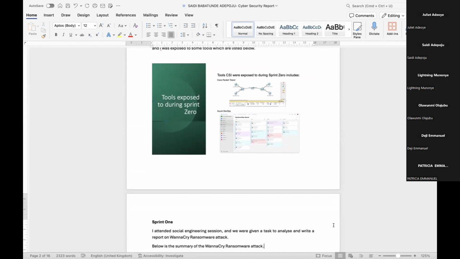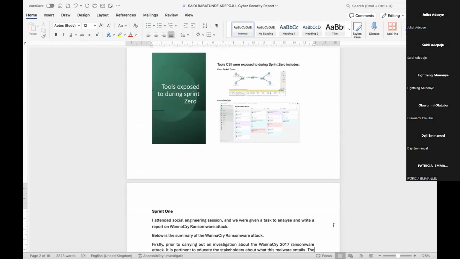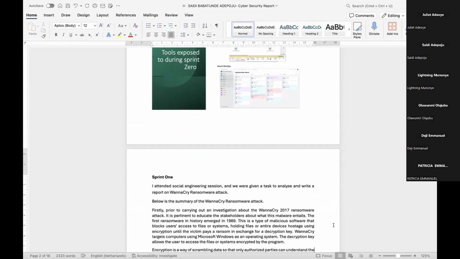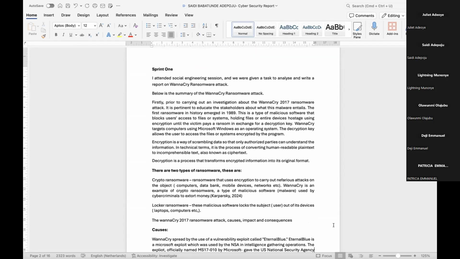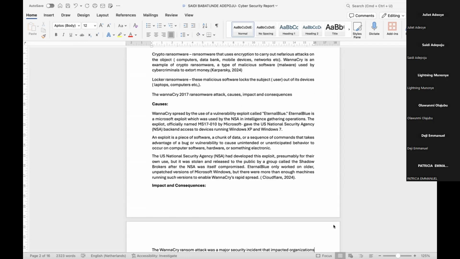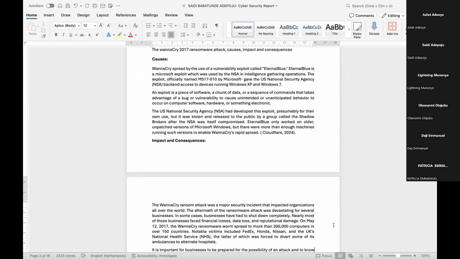And then in Sprint 1, I attended a social engineering session. We were given a task to analyze and write a report about the WannaCry ransomware attack. Below is the summary of the WannaCry ransomware attack. During the report, I found out that there are two types of ransomware attack, which are crypto ransomware and locker ransomware. But basically, the WannaCry attack, the impact and the vulnerability were all written in the report.